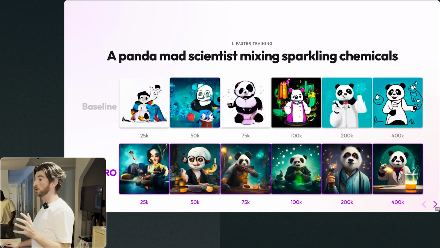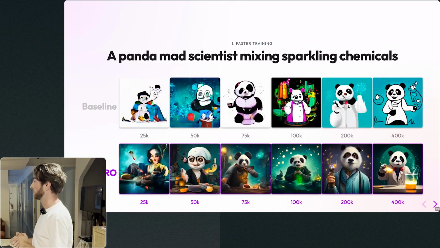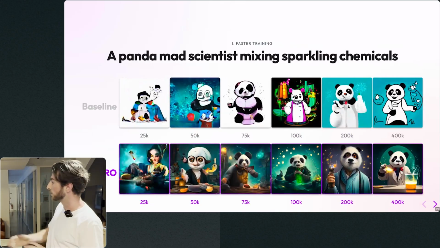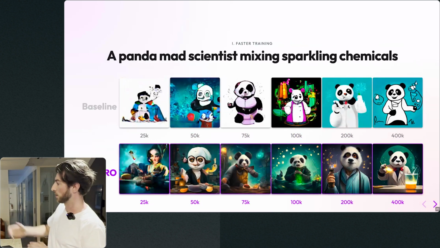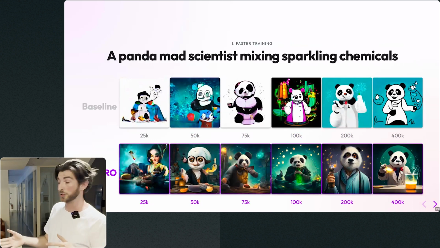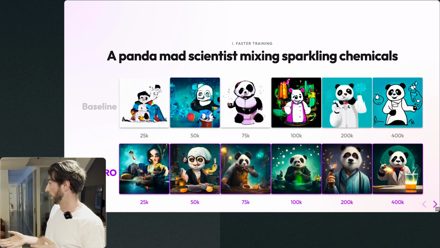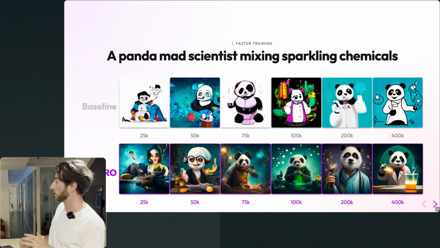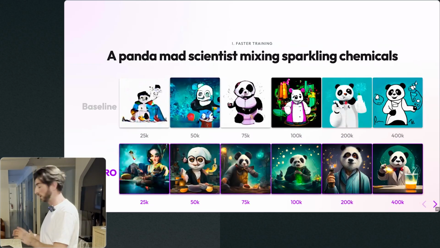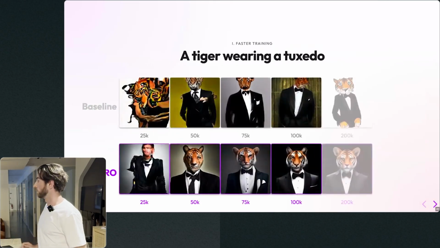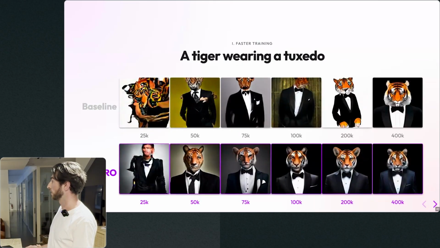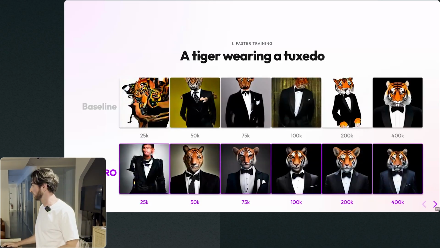Yeah, three goodies about that training pipeline. First, we have a faster training. On this example, we can see that with around 75K steps of training, we already have good images, whereas the baseline takes much longer to get nice images. We have another example there with the tiger. With 50K steps of training, we already have a good image, whereas the last one is from the baseline.